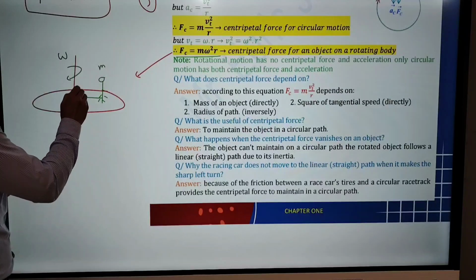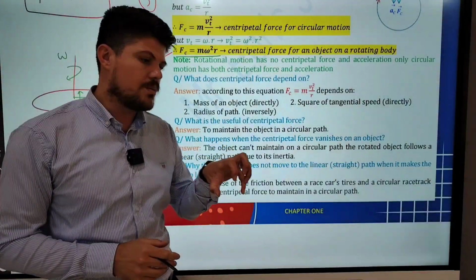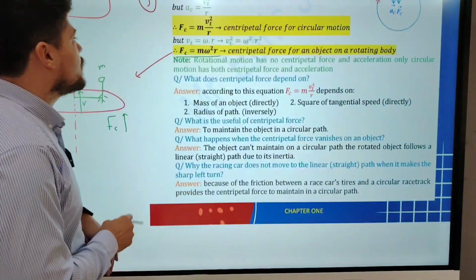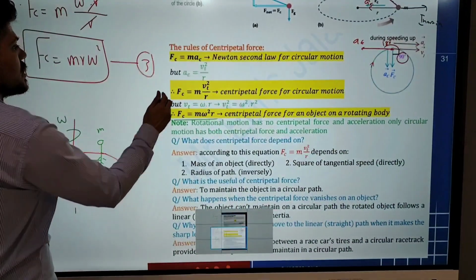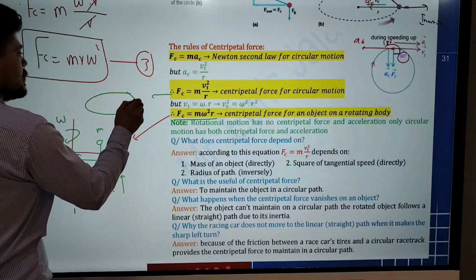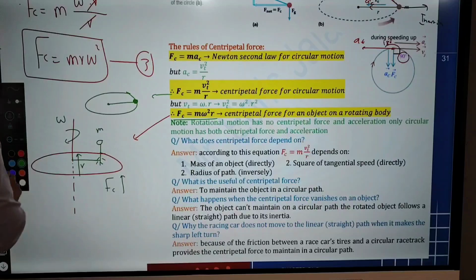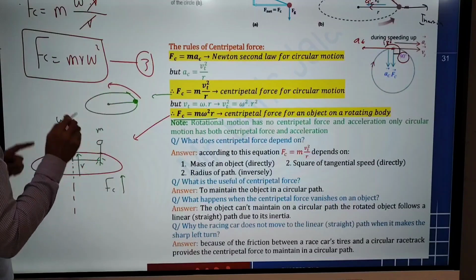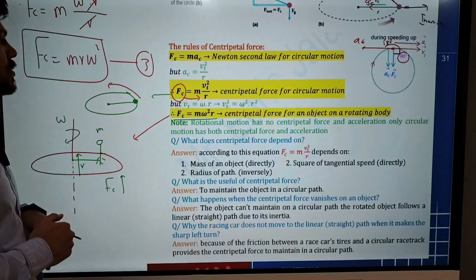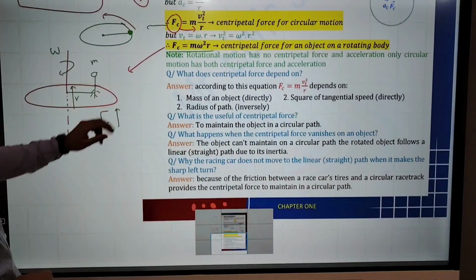When r increases, what happens to Fc? Also increases. In which case? When the object is located on the rotating body, okay? But for circular motion, when the object is moving in a circular path, when the ball is tied at the end of the string and moving in a circular path, in that case, centripetal force is inversely proportional to the radius, or the distance from the axis of rotation, okay?